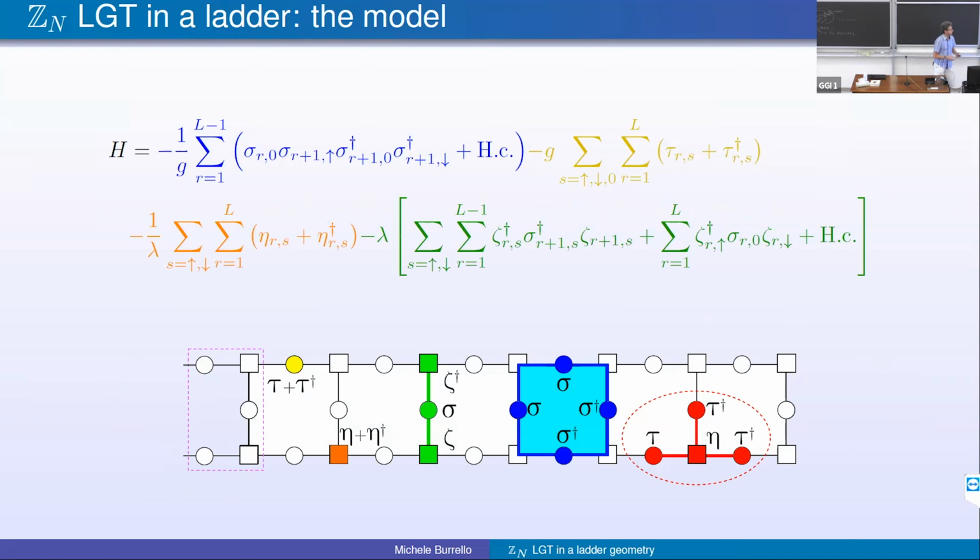Yes, I didn't mention this notation that I'm using. I am calling "up" the degrees of freedom that live in the upper leg, "down" are the degrees of freedom in the lower leg, and 0 are the degrees of freedom in the rungs. Yes, they are operators, exactly. So this one is along the legs, and this one is along the rungs. Okay? Other questions? Yes, please.